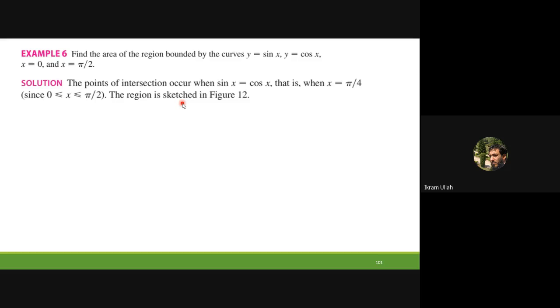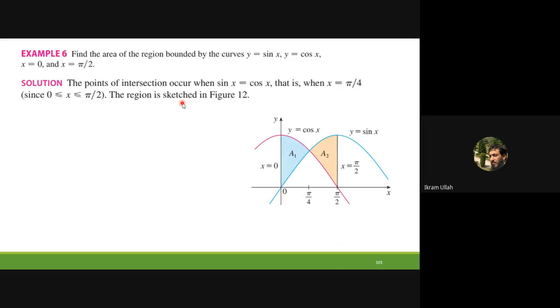The region is sketched in figure 12. This is the region. This is the graph of cos of x, because when x is equal to 0, cos is equal to 1, and the sine is 0. So this is the region.